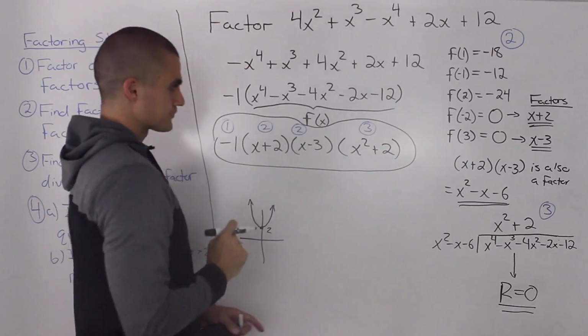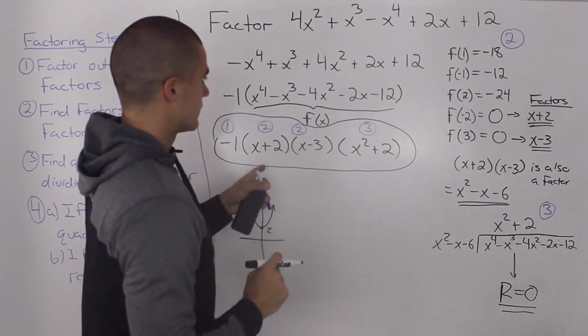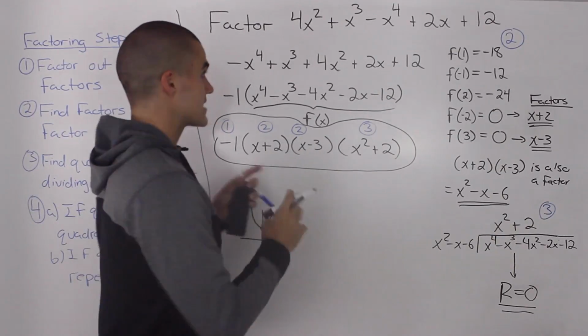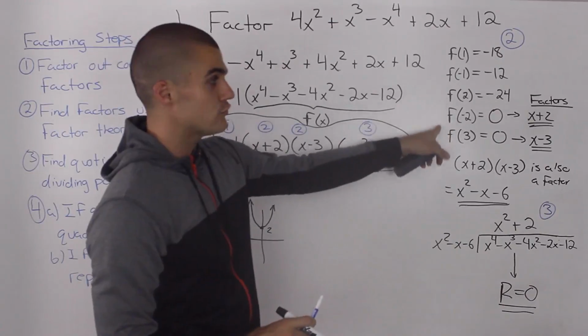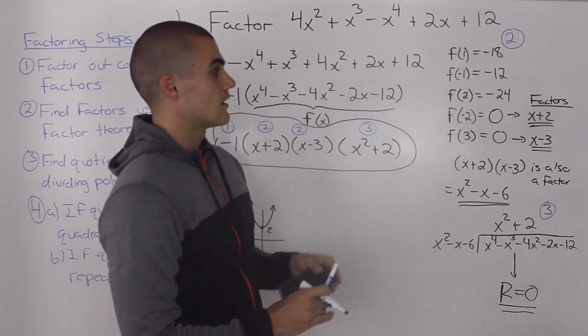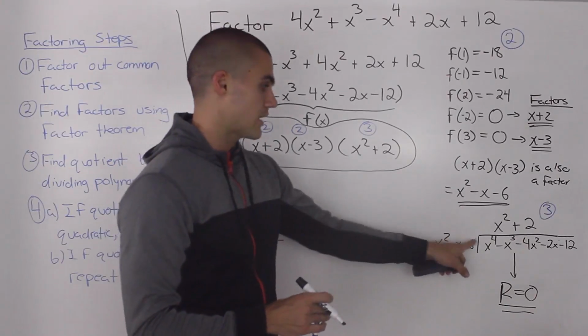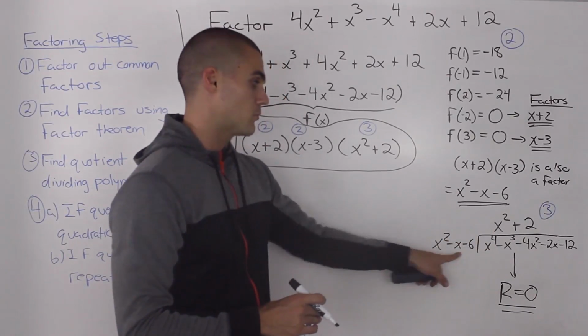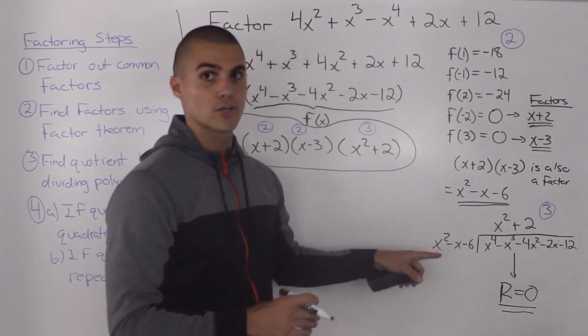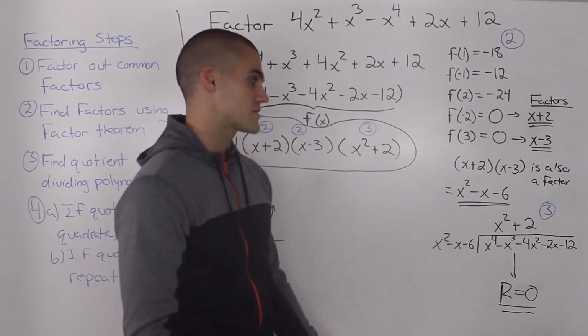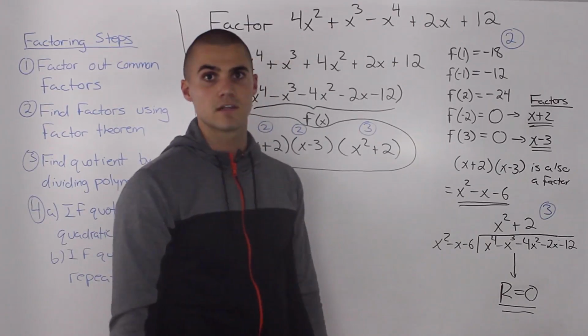So again, to save yourself time, in step two, if you can find two factors, then combine them, and then in step three, you can divide the remaining polynomial by the polynomial for when you combine the factors, and it will just save you steps in the long division.